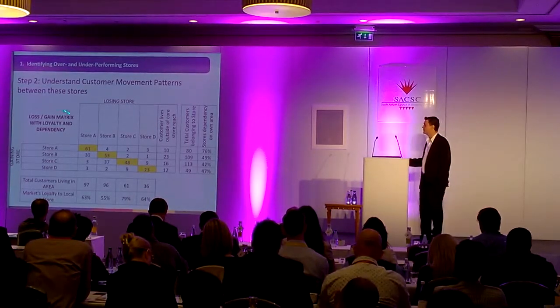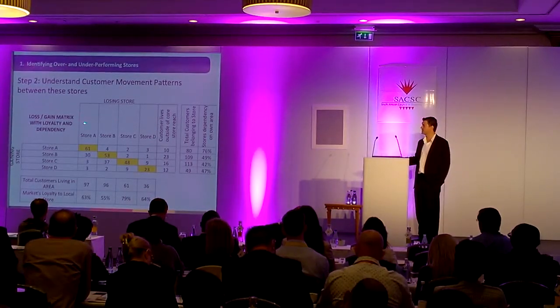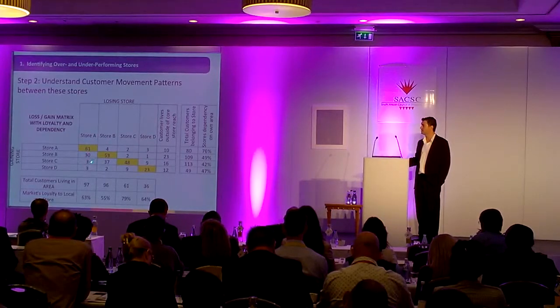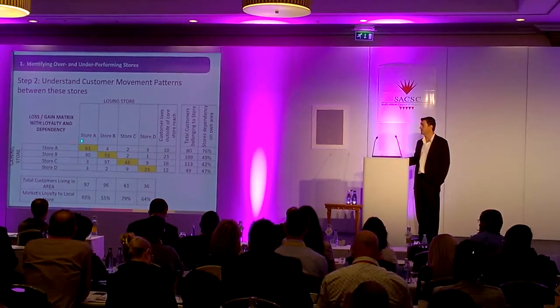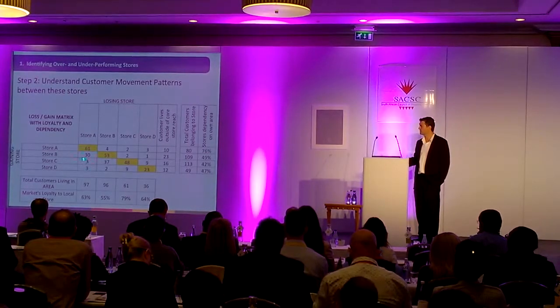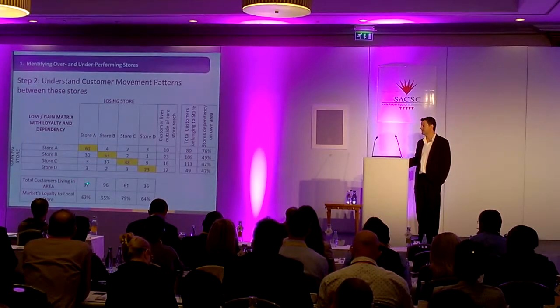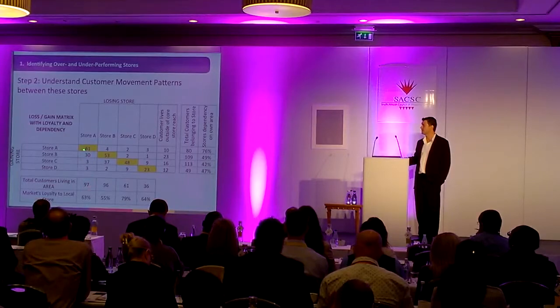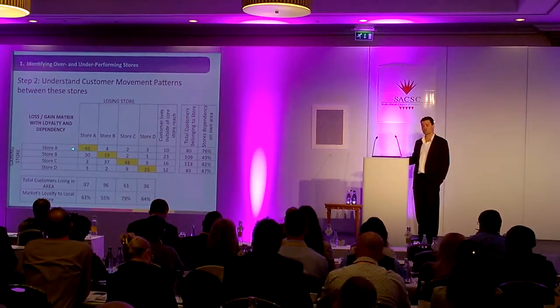And so the way you'd interpret this loss gain matrix is this column here. These are all the customers in store A's catchment area. And of all those customers, there turn out to be 97 of them. Of those 97, 61 use store A.